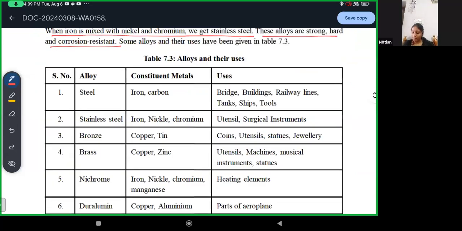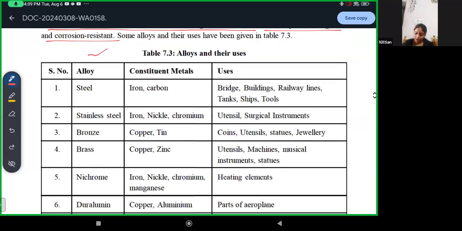Then we have alloys. This table tells about each alloy, which constituents it's made up of, meaning the mixing of which metals, and what it is used for, its uses. So we have steel. Steel is made up of iron and carbon.